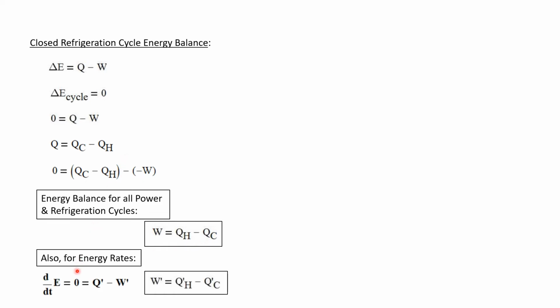Now we could have gotten the same thing if we had derived this equation for energy rates. We would have said dE dt is 0 for steady state operation, and that's equal to Q dot minus W dot, and it would have gotten us to the same place. That W dot is equal to Q dot H minus Q dot C. I'll leave this exercise to the student.